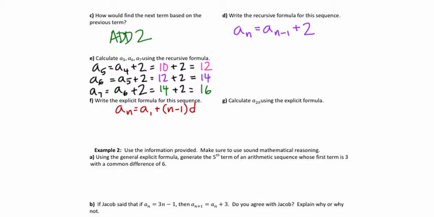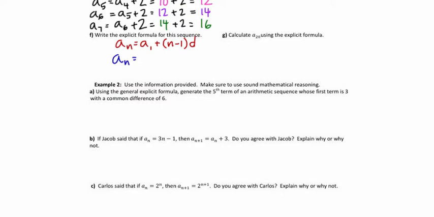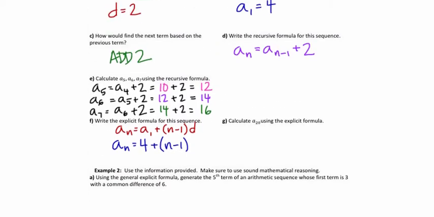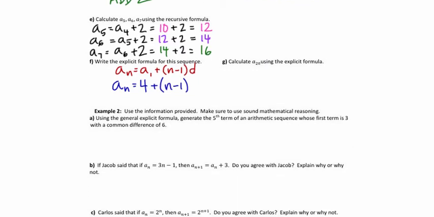We don't know a sub n, so we have to keep that. The first term in our sequence, if you recall, was 4, so we're going to go ahead and write 4 for a sub 1 plus n minus 1, n being any term that we choose, times the common difference, and let's go ahead and take a look again. Common difference for part A was 2, so that means that we're going to multiply this quantity by 2.